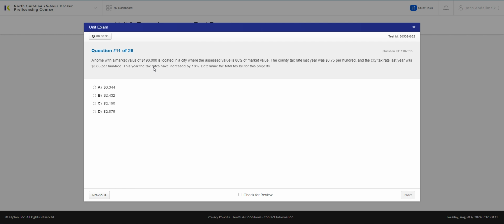And then we have a city value, which is what they assess it at, 80% of the market value. So we take 190, multiply that by 0.8, and we get $152,000. The county tax rate last year was 0.75 per 100. So that would put our tax rate at 0.0075.